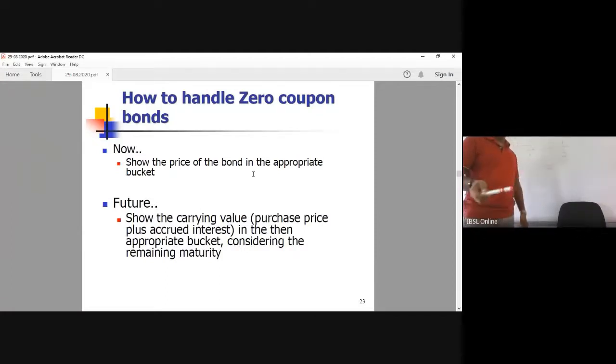So now the question here is the zero coupon bond, right? You have to show what your purchase price is and what the interest accruing is in that appropriate bucket. So for example, you buy it now, you have interest accruing up to 120. This is the purchase price. You have a 2-year bond with maturity at 120. So that's your asset for that particular bond in that period. That's it.